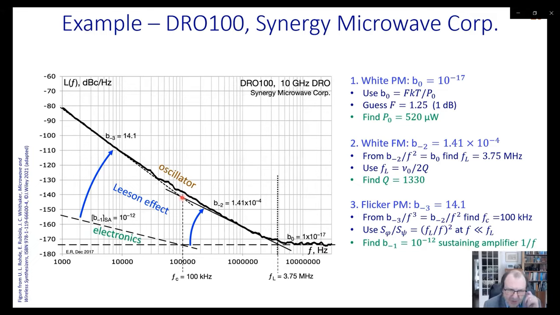Then I just see this white noise on the plot. This is 1.41 times 10 to the minus 4, and this crosses the white noise at 3.75 megahertz. So this is clearly the Leeson frequency, where the 1 over f squared joins the white noise. I use this equation, f_L equal nu 0 over 2q, and I estimate Q equal 1330. Again, quite a plausible value for a DRO.